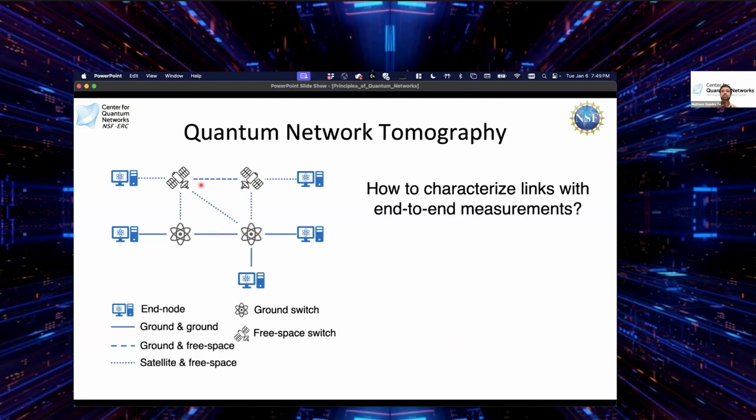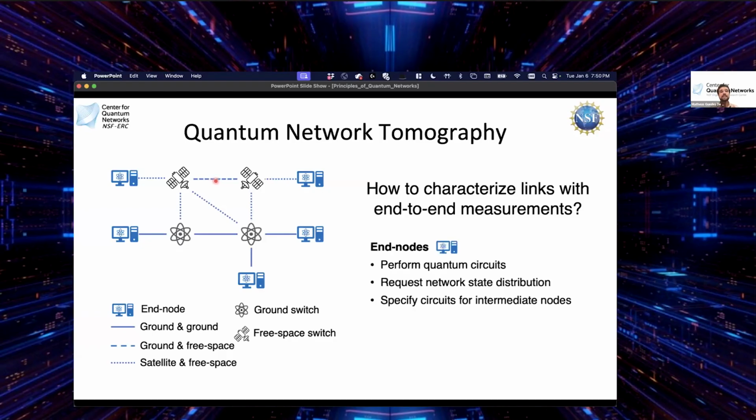So the key question behind quantum network tomography is how to characterize the links of a quantum network only utilizing end-to-end measurements. And the idea is that the end nodes of our network, which we see here as these computers with an atom inside them, are allowed to perform quantum circuits.